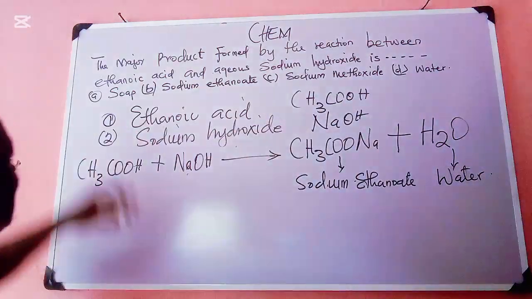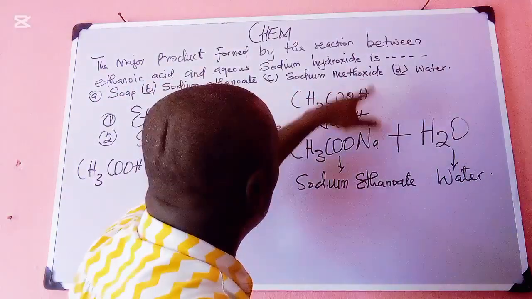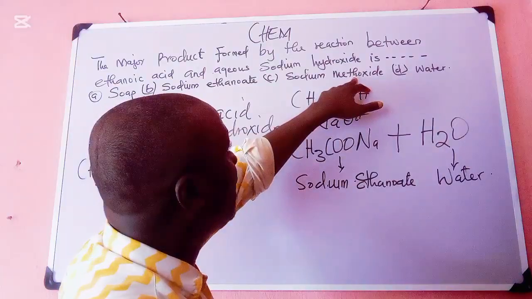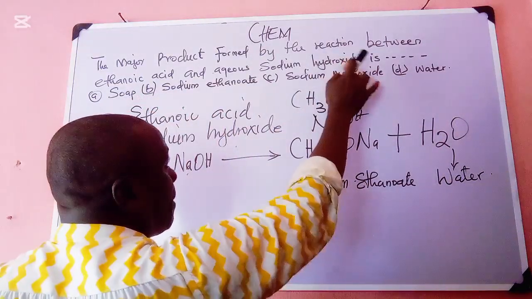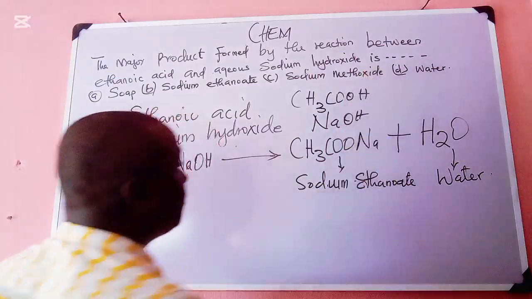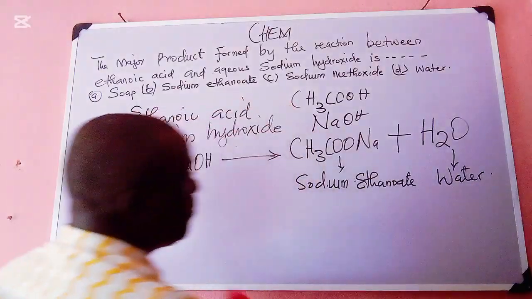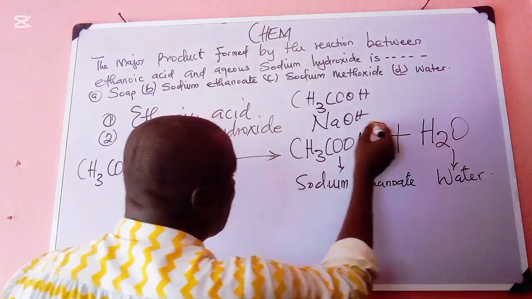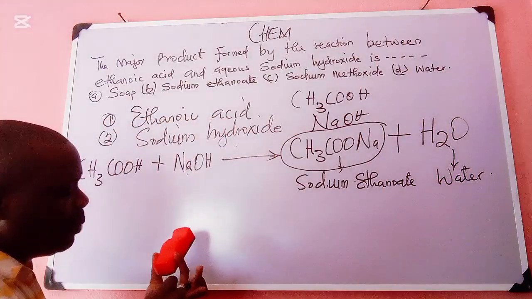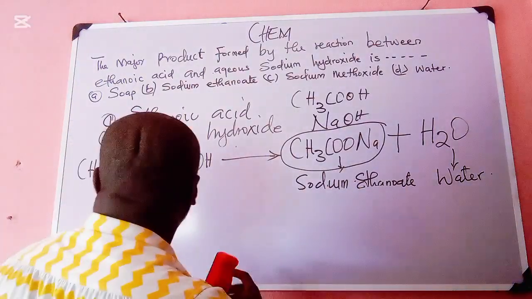So at this point, sodium methoxide is not the answer, because this is not a methyl group, it is a methanol compound. So this is not the correct answer. Water is also there, but we are looking at the major product. The major product formed is this compound. So we can see that the major product formed is sodium ethanoate.